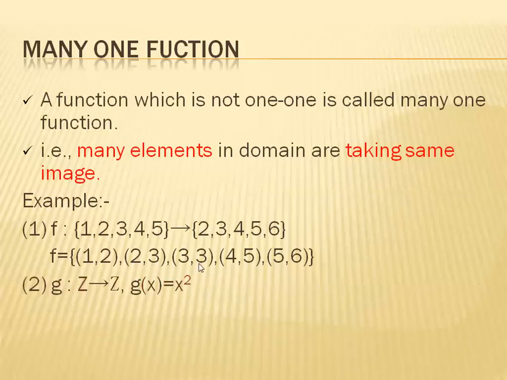If I take another example, g from Z to Z, g of x is equal to x squared, this function is also not one-one, because g of 2, that is, if I take x equal to 2, I get 2 squared, that is 4, and if I take minus 2, because it is Z, I can take minus 2 also, and minus 2 squared is 4. So we have two elements, 2 and minus 2, whose images are the same, and therefore this function is not one-one.